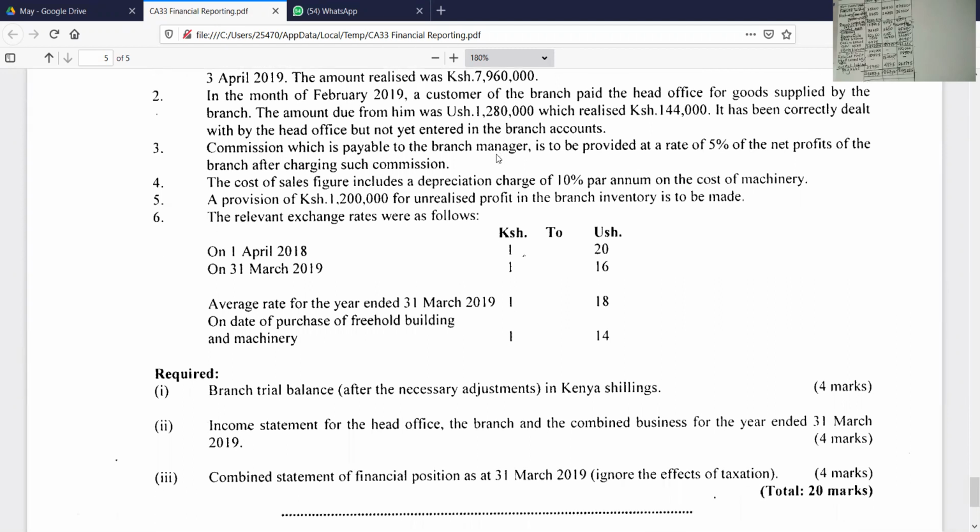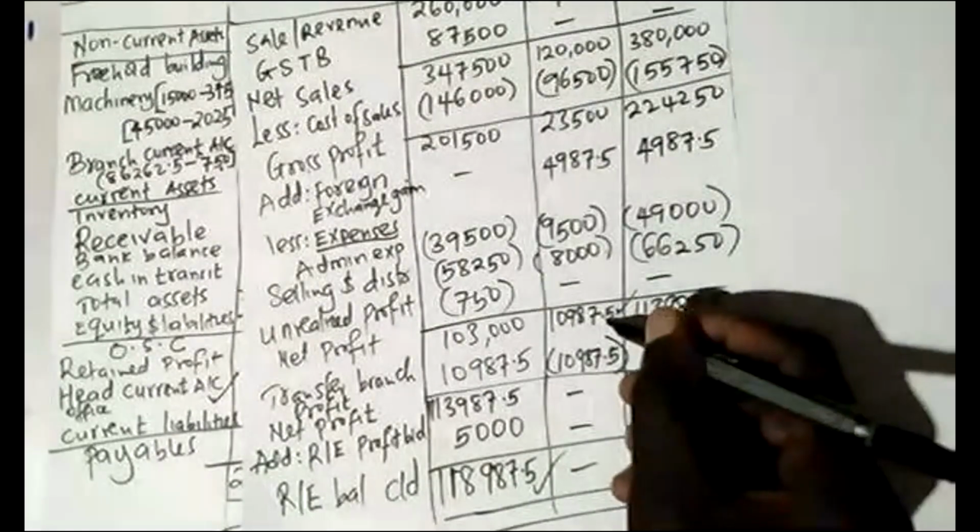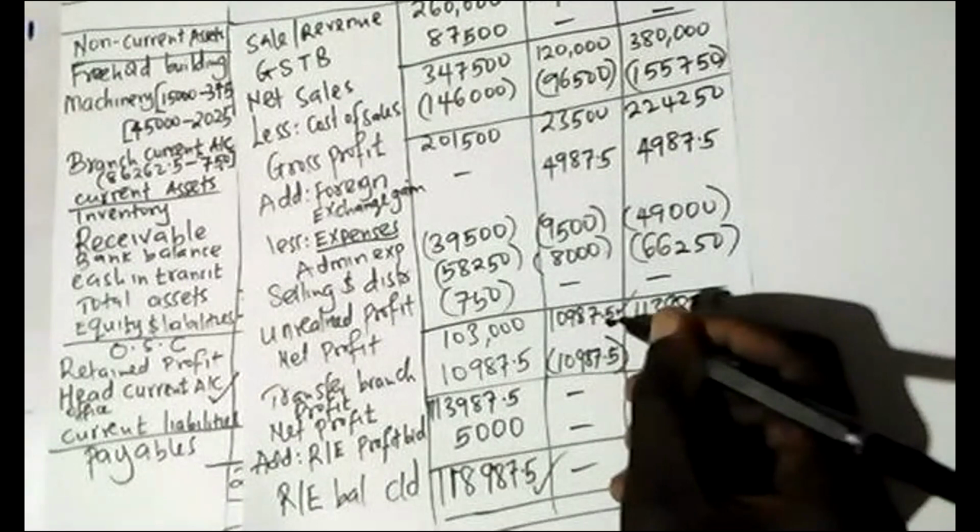Commission, which is payable to the branch manager, is provided at the rate of 5% of the net profit. So this is the only thing they brought in new. After you get your net profit, you pay the bonus, and that's all. That is the only change.